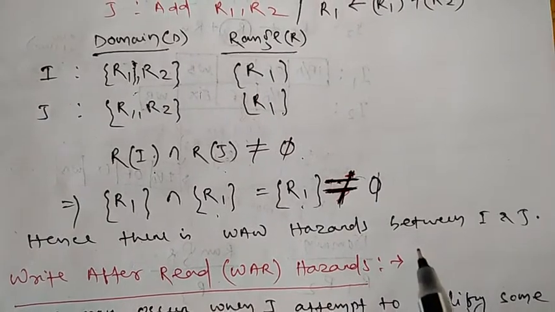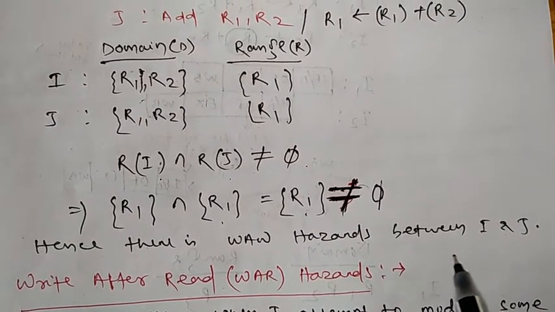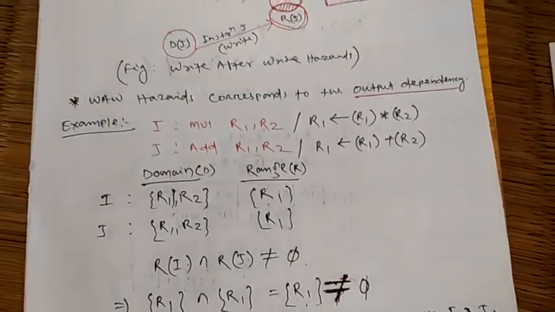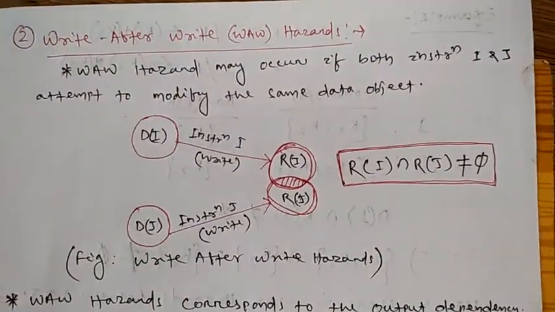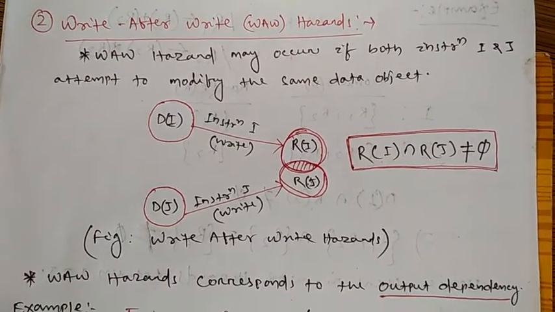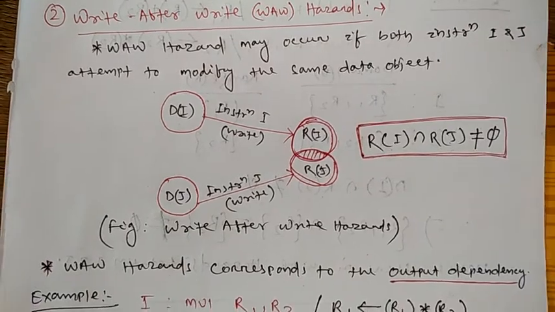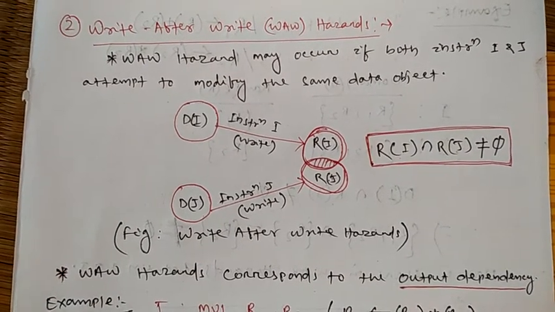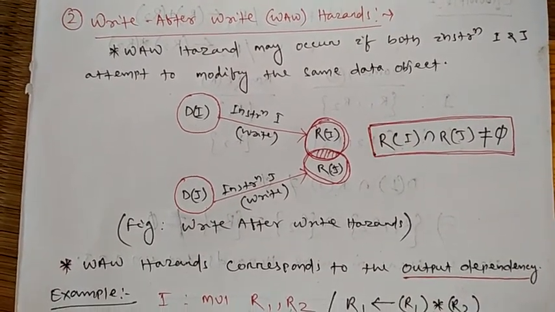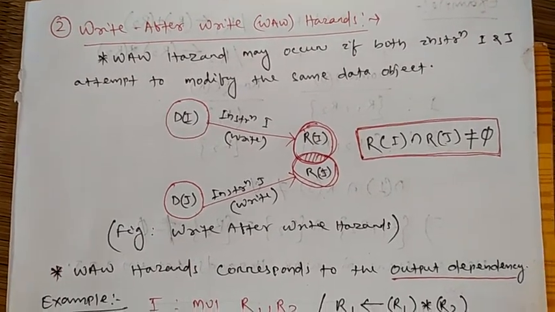Hence there is write after write hazards between I and j. So this is all about your write after write hazards, because both instructions are trying to write the same variable's value into the computer memory, and it will create confusion. So it will create a hazard called write after write hazard.